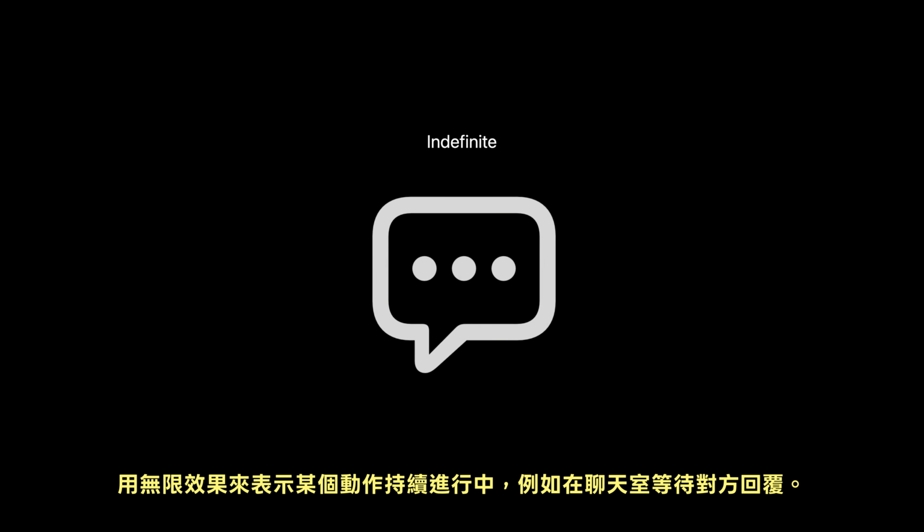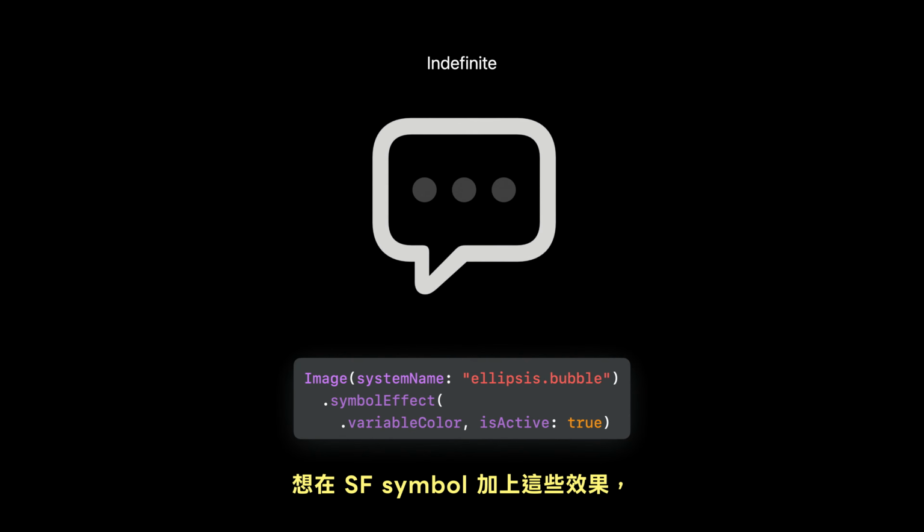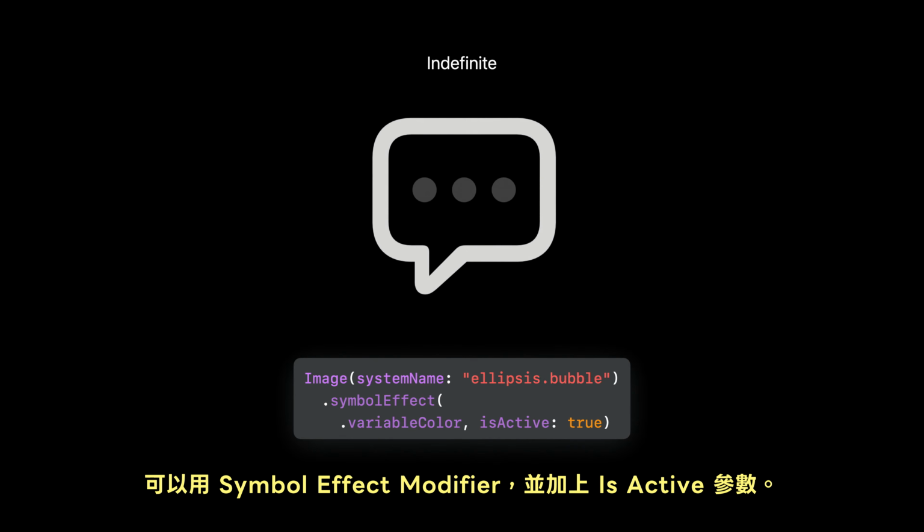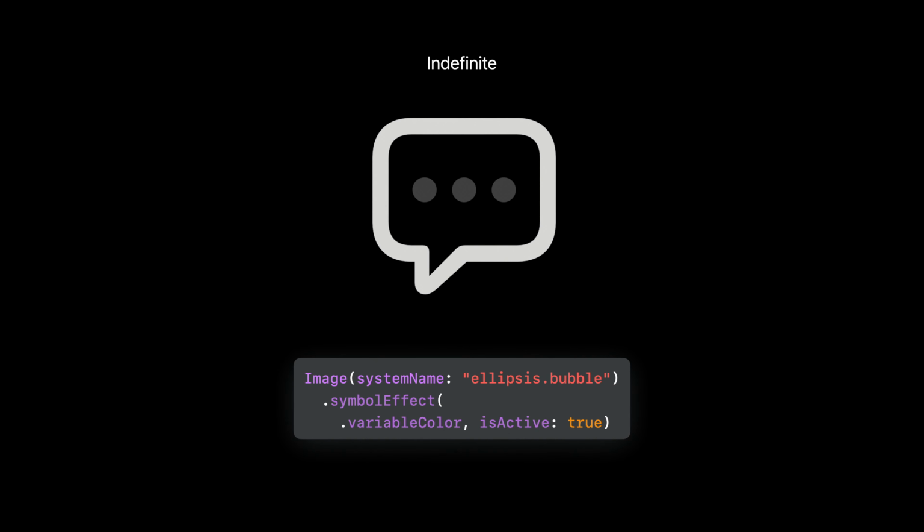Use an indefinite effect to indicate an ongoing operation, like waiting for someone to send a reply in a chat. These effects run continuously while active. Some examples are variable color, scale, and breathe effects. To add one of these effects to an SF Symbol, use the symbol effect modifier with an isActive parameter. Whenever this argument value is true, the effect will run.